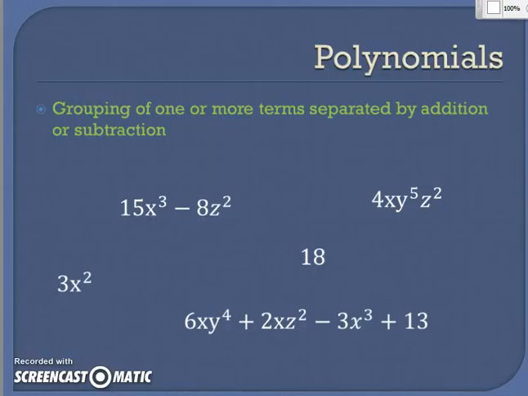So we have multiple different examples here of what a polynomial could be. We could have two separate terms separated by subtraction. Variables could match, variables could be different. It could just be one term, so 3x squared. It could also just be a constant term, so the number 18 is also a polynomial. Another single term polynomial, 4xy to the fifth, z squared. And polynomials could be multiple terms, so separated out by addition and subtraction.